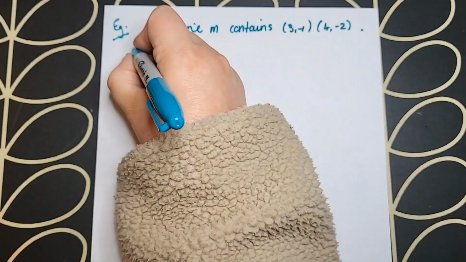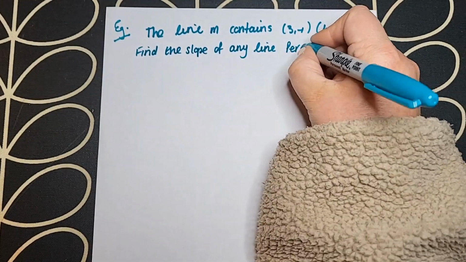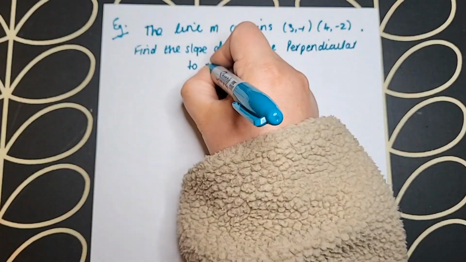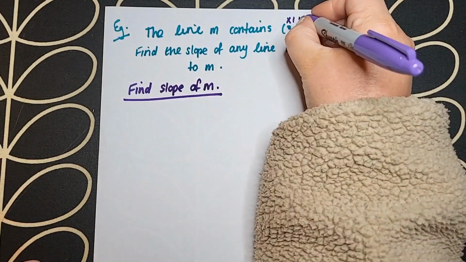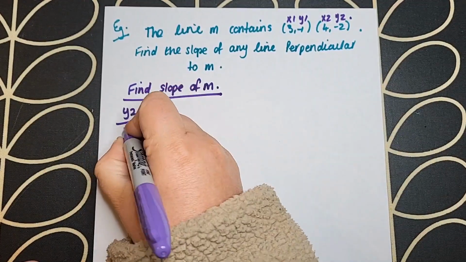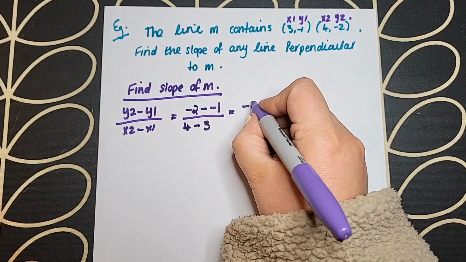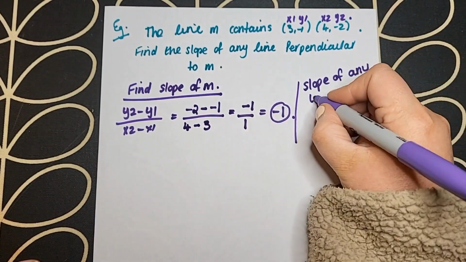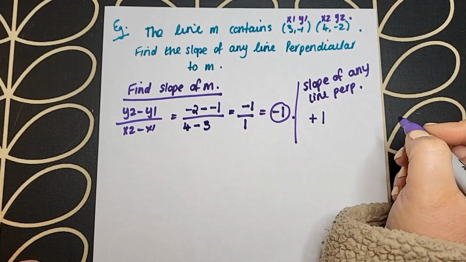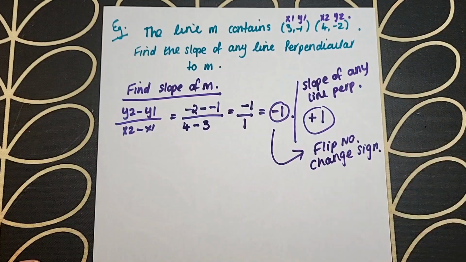Let's look at another example that involves perpendicular information. So we've got the line M, we've got 2 points, and we're just simply asked to find the slope of any line that's perpendicular to M. So again, we know the information that's relevant about the perpendicular lines. We find the slope of M. We see that it's -1. We know that if we flip it and change the sign, we get an answer of +1. That is the slope of any line perpendicular to M.